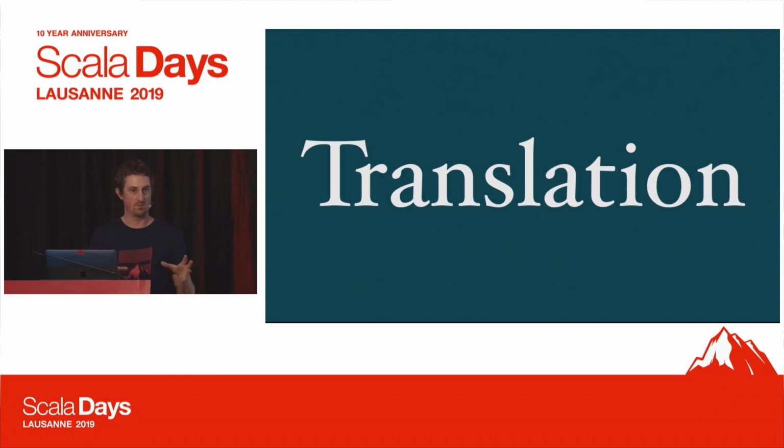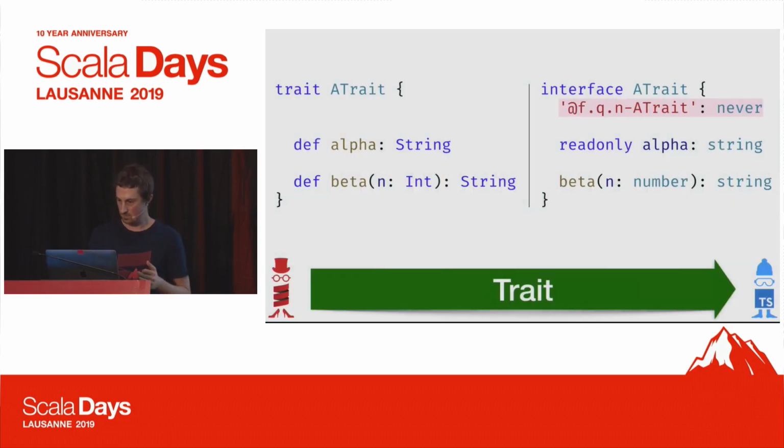What I've got now is some examples of translating from the Scala types into the TypeScript definitions. Here's a Scala trait which has two members, alpha and beta. Pretty straightforward translation into a TypeScript interface with the addition of this property that only exists at the type level.